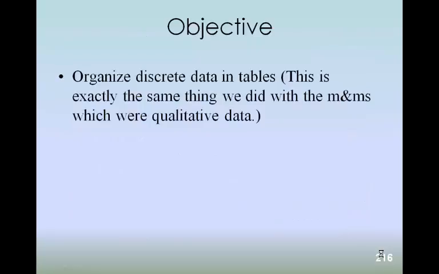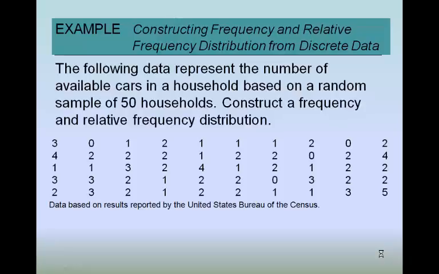Let's look at how we would organize discrete data in tables. This is exactly the same as we did with the M&Ms, which were qualitative data. The following data represent the number of available cars in a household based on a random sample of 50 households. Construct a frequency and relative frequency distribution. And note, you've got to have the frequency before you can do the relative frequency distribution, even though the relative frequency distribution is the one that we're really going to use. You can't construct it if you don't do the frequency first.